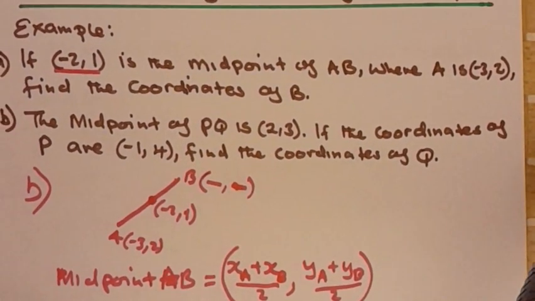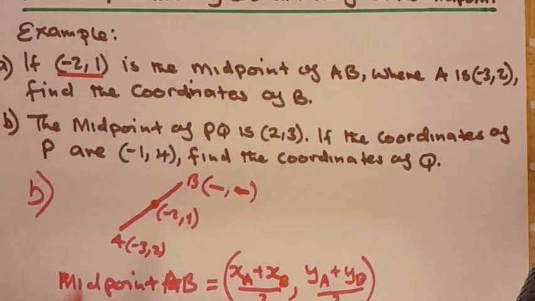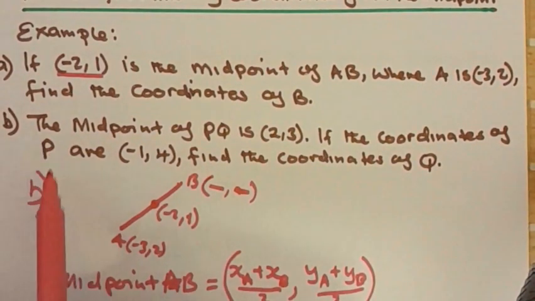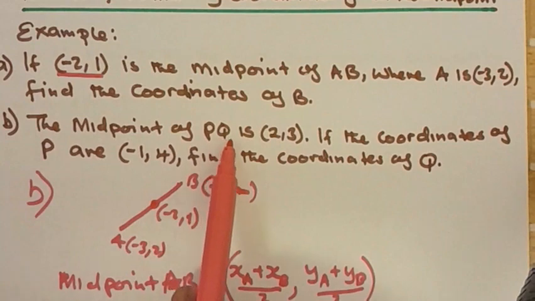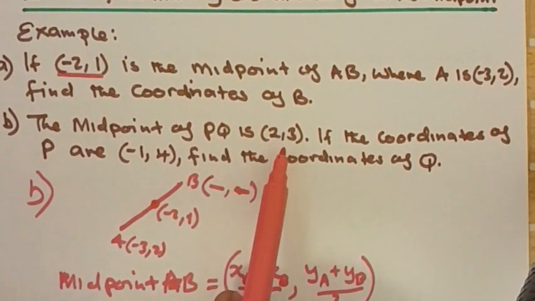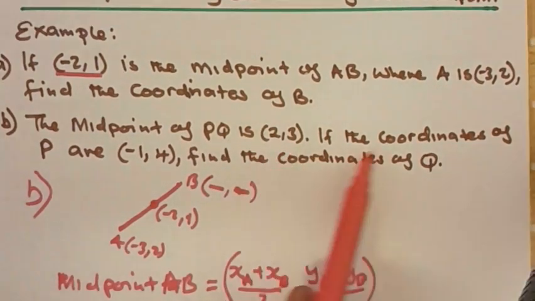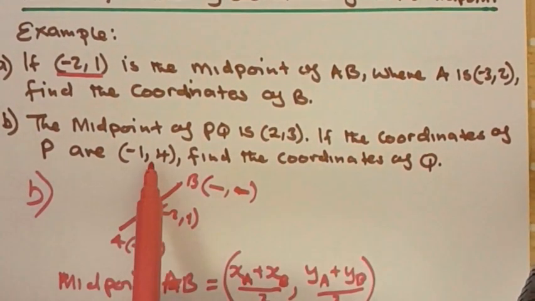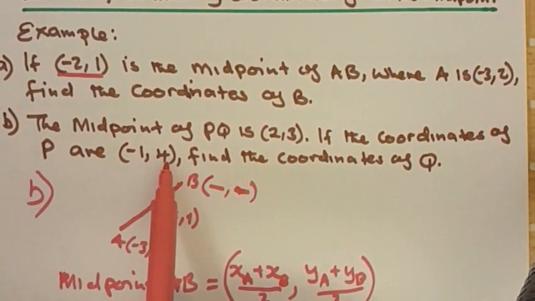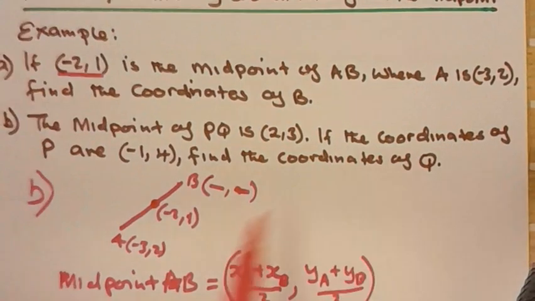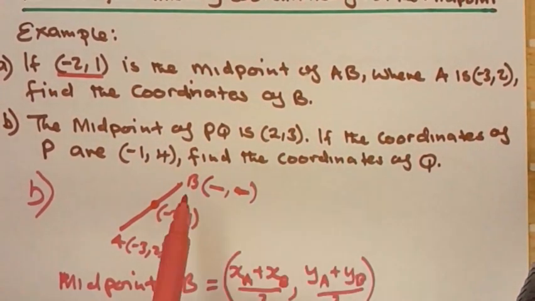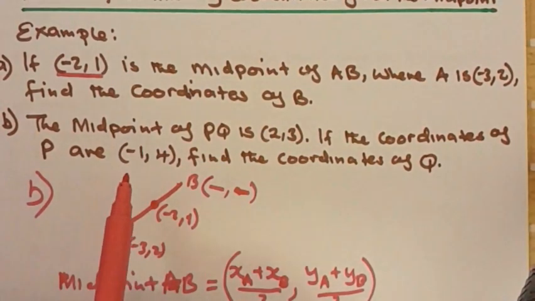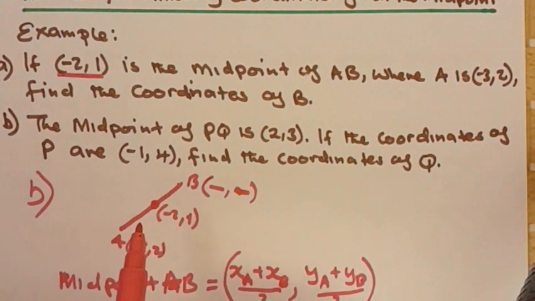So, this one, part B, is for you. B says the midpoint of PQ is (2, 3). If the coordinates of P are (-1, 4), find the coordinates of Q. So you solve this one in a similar way we solved the first one. This one is for you. I would like to see answers in the comment section.